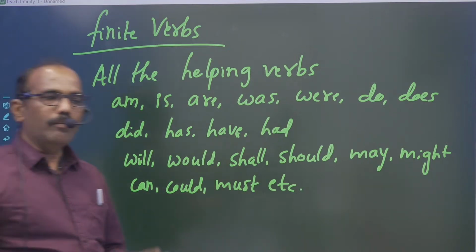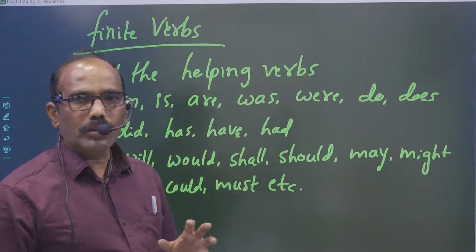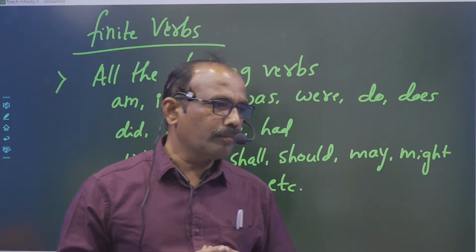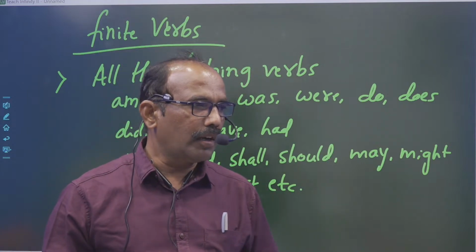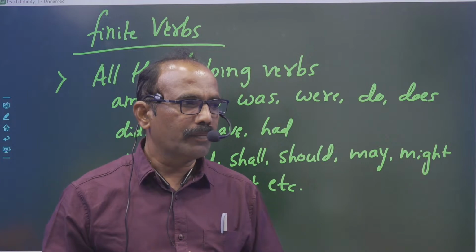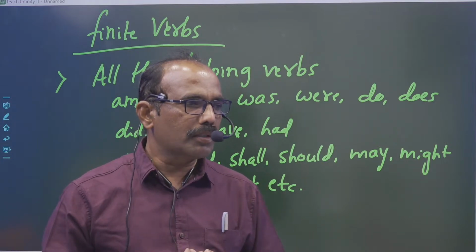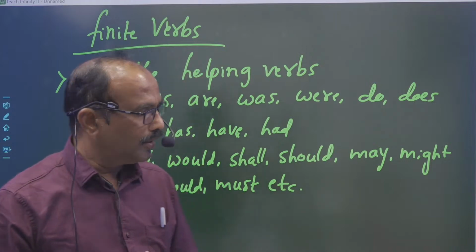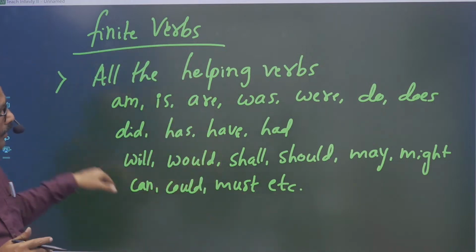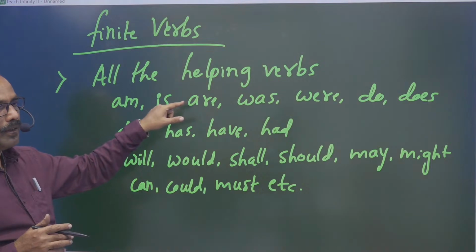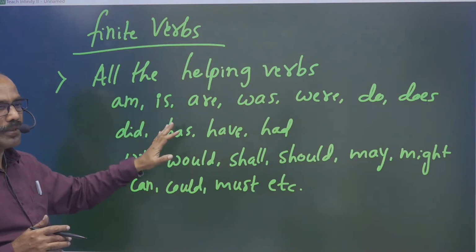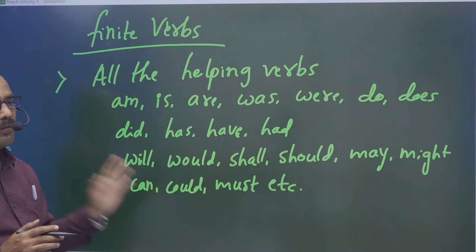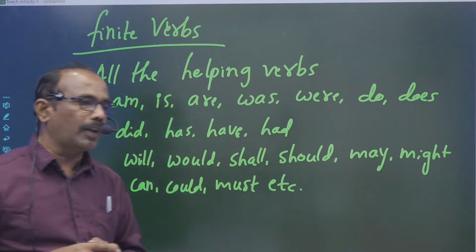They include both primary auxiliaries and the modal auxiliaries. Primary auxiliary is also there and modal auxiliaries are also there. So all the helping verbs are always considered as finite verbs. So if there is a helping verb present in a sentence, then there must be a finite verb. That is to be considered as a finite verb.